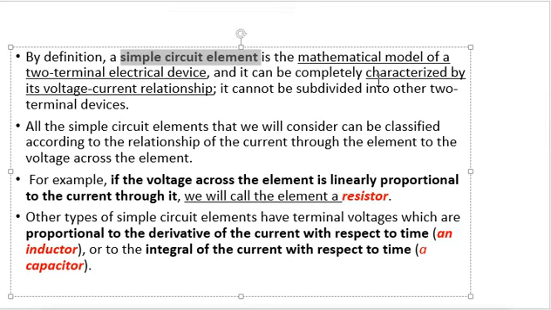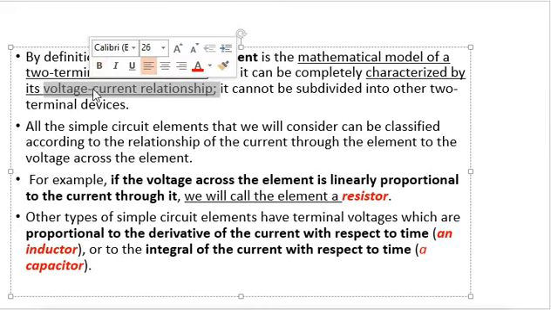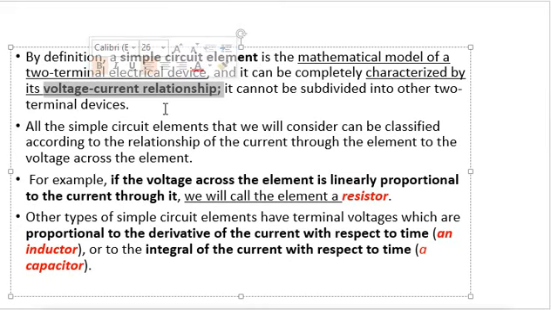Right? Those models can be completely characterized by their voltage-current relationship. So that is why most of the time, we will be talking about the voltage and current relationship of the elements that we are going to discuss. All the simple circuit elements that we will consider can be classified according to the relationship of the current through the element and the voltage across the element. So we will discuss these circuit elements and their voltage and current relationships.